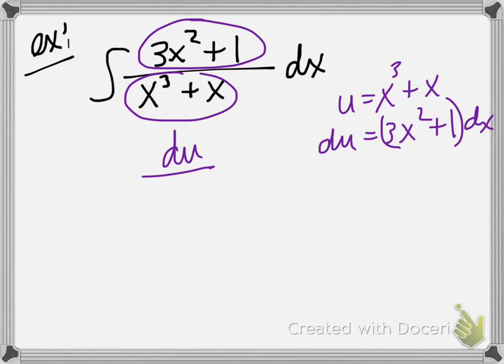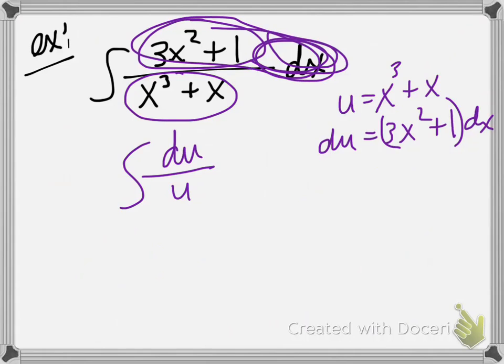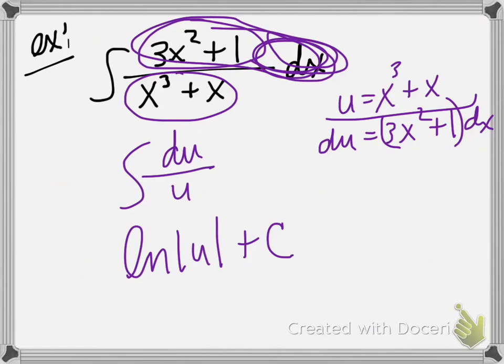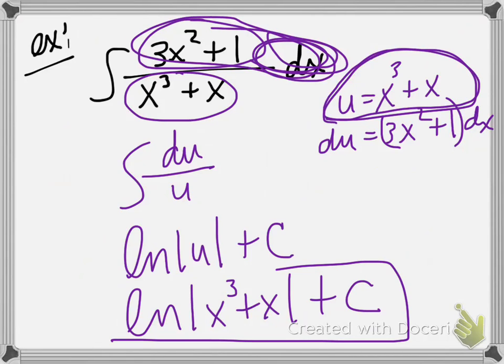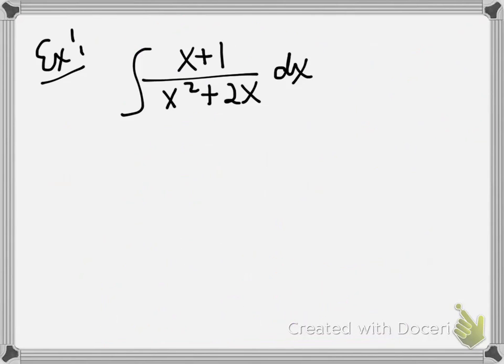And x cubed plus x is u. And remember the dx actually went with this part here. So there's my problem. Du over u integrates to become ln absolute value u plus c. We know that u is actually x cubed plus x, so this is ln of the absolute value of x cubed plus x plus c. I said that wrong a second ago. And there you go.